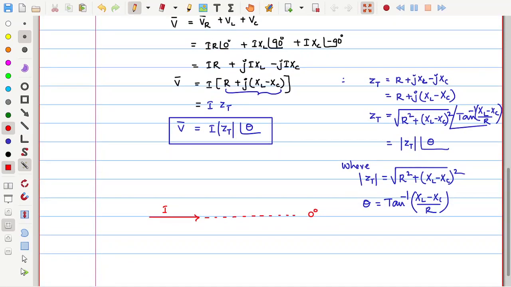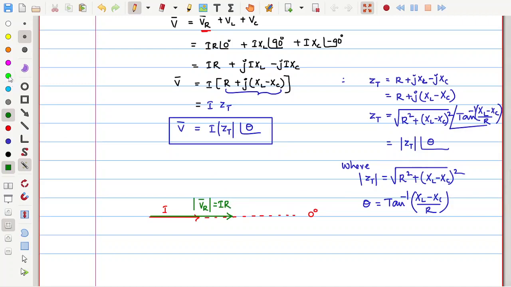Now I into R at an angle 0 is the VR. So the VR angle is also 0, so it should lie on the same line, but it may have more length than the current. This green color is the VR magnitude. How much is the VR magnitude? I into R. What is its angle? 0. That's why it is lying on the 0 axis.